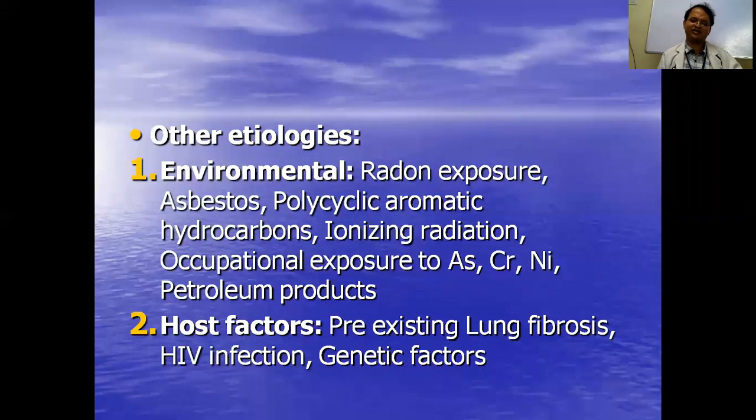The host factors, like if there is any pre-existing lung fibrosis, the patient might have a history of pulmonary tuberculosis, or there might be silicosis, where the lungs might be fibrosed. As a result of this fibrosis, chronically, some patients can get bronchogenic carcinoma. And if the immunity is suppressed as a result of HIV infection or because of some genetic factors, they can get lung cancer.